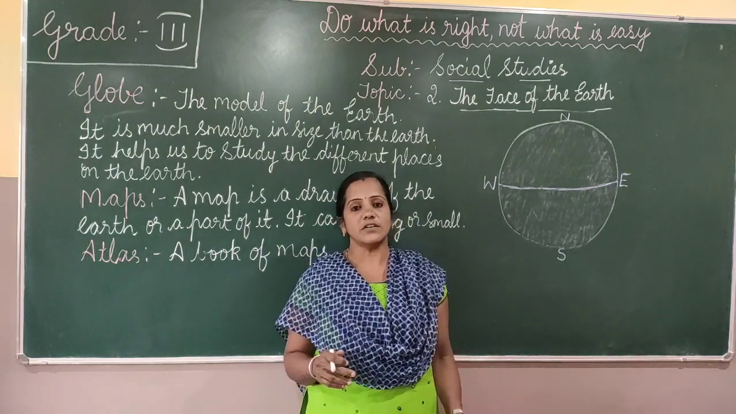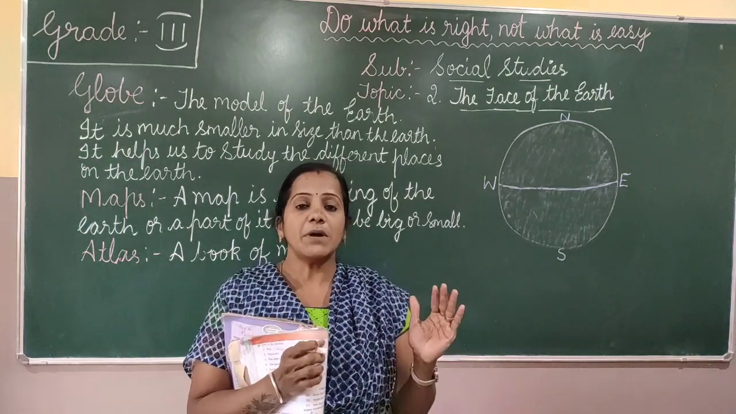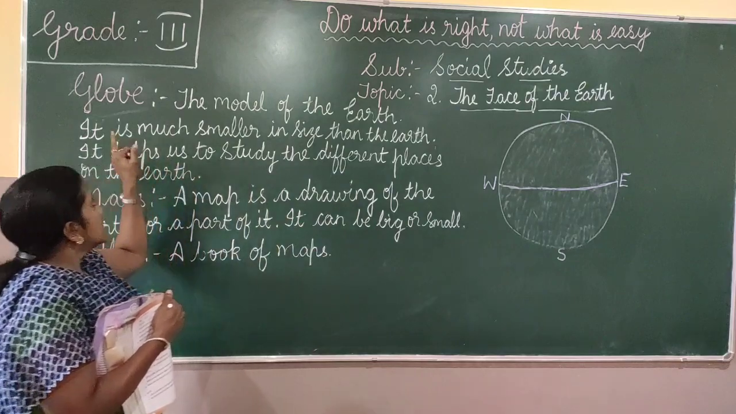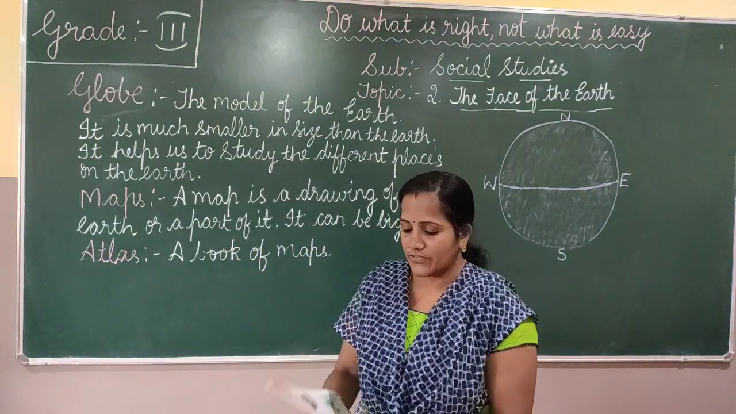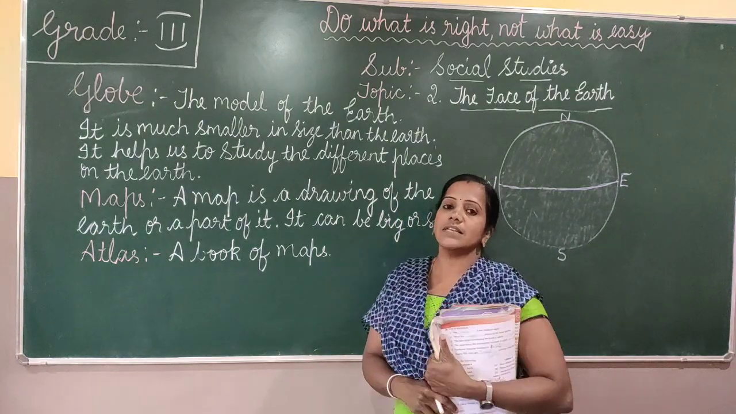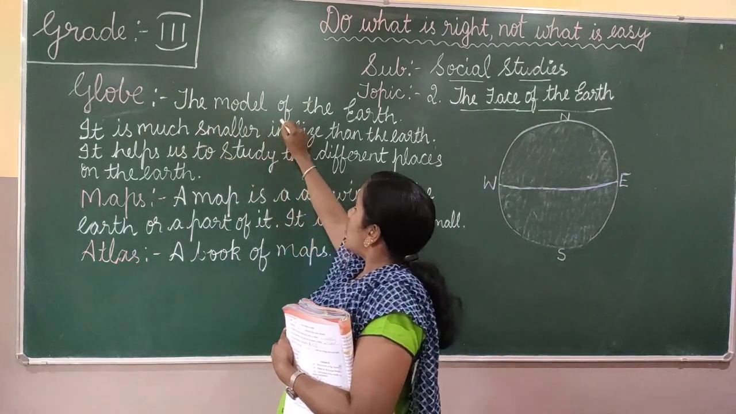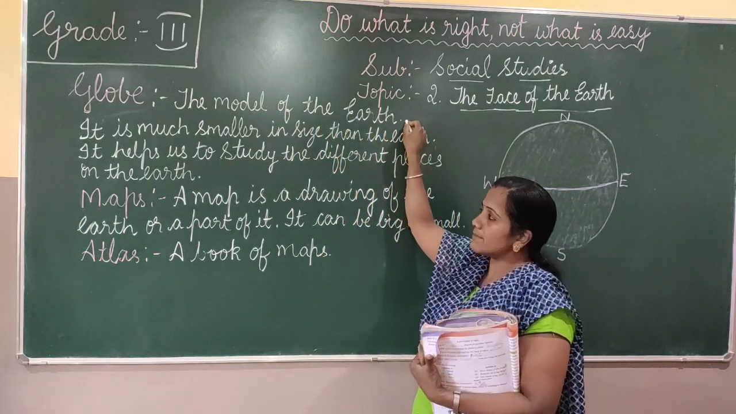A model of the earth means the same type, a ball type model of the earth, and it is called a globe. So we will make a model of the earth, and that model is called the globe. So what is a globe? The model of the earth.